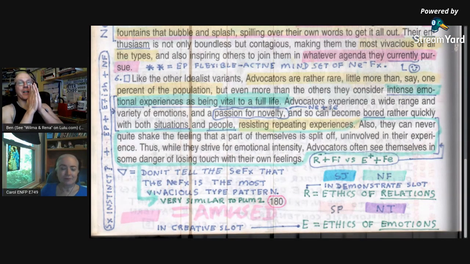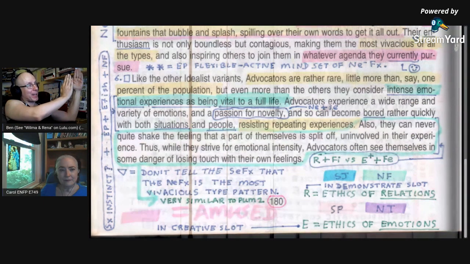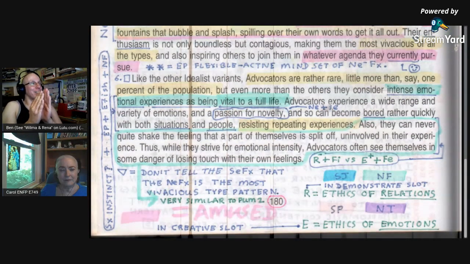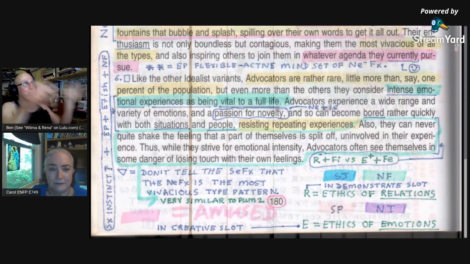And so, like the other idealist variations, advocators, or rather diplomatic collaborators, are rather rare, little more than say 1% of the population. I agree with Keirsey on this. What he did over the years is he vastly reduced the percentage of abstract types from about 20% down to 10% of the population at the end. We'll get into that later on, in a separate event, but maybe it's a case of those people who are actually tested are in certain professions where there's a higher proportion of intuitives than, say, the general population.